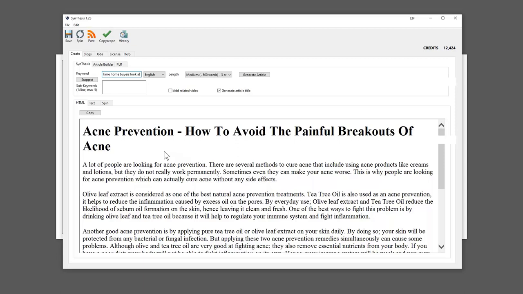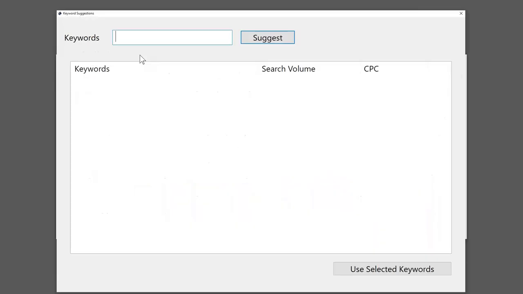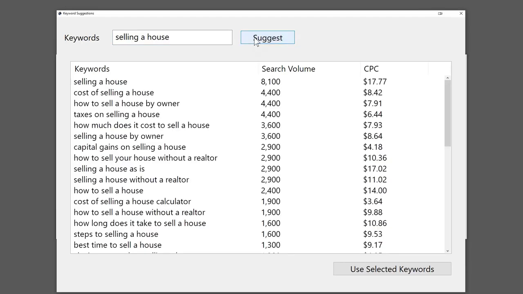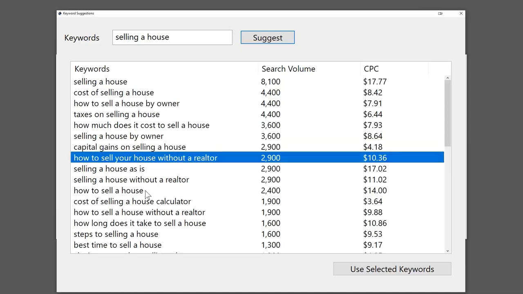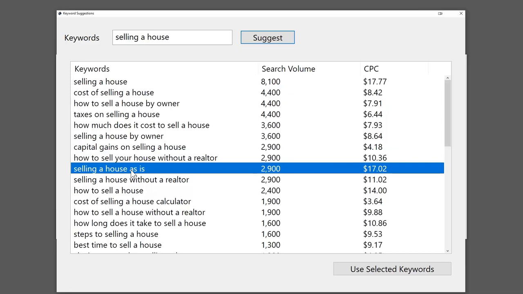So if you're selling, then there'll be a whole bunch of tips that you would use. So we'll start with selling a house. And notice I put selling a house, but I could also put in a moment selling your home. So I've got a bunch of keywords here. Cost of selling a house, how to sell a house, taxes on selling a house. Capital gains, how to sell without a realtor, selling a house as is, interesting.